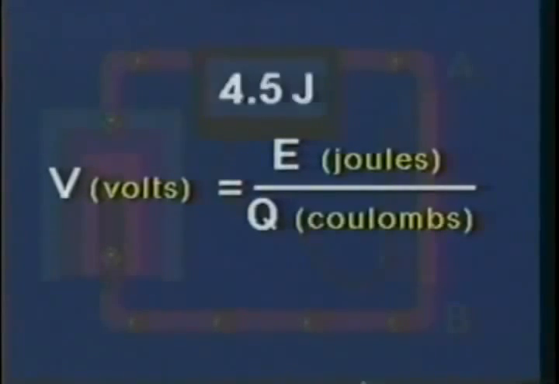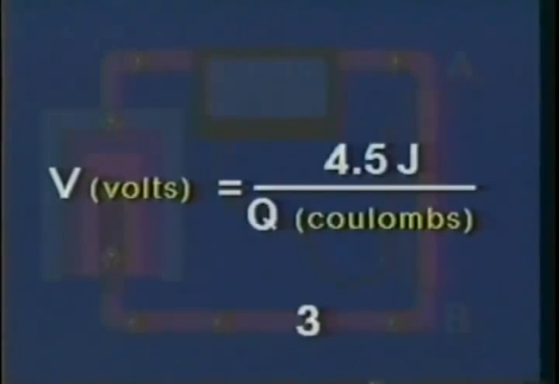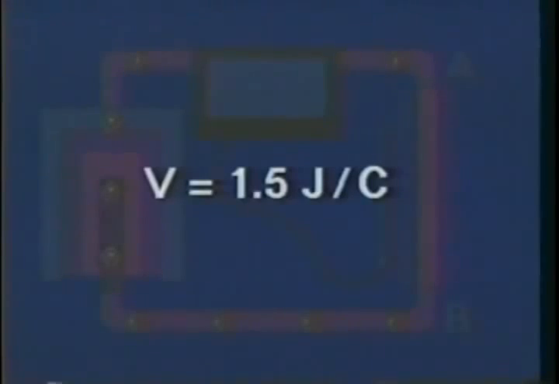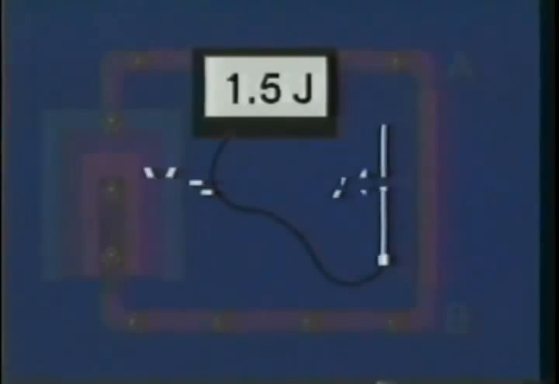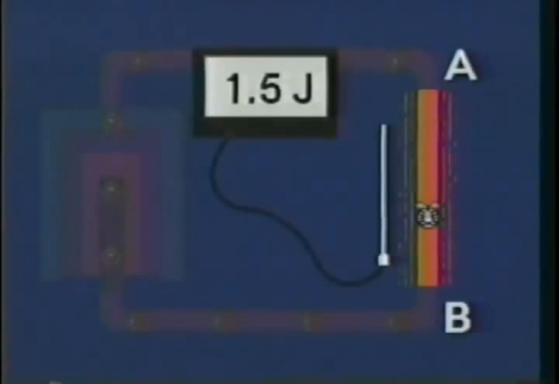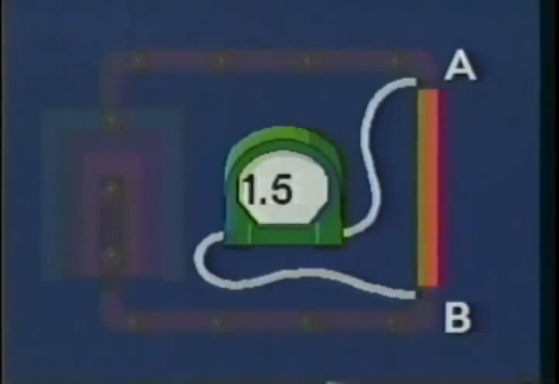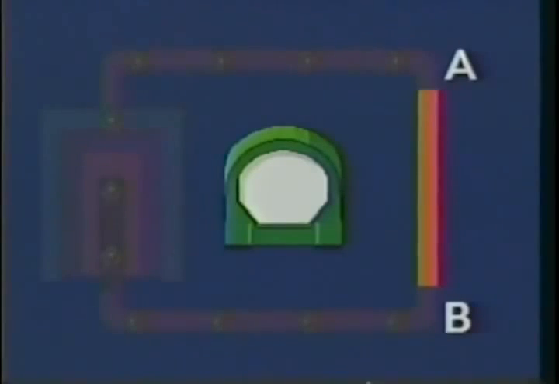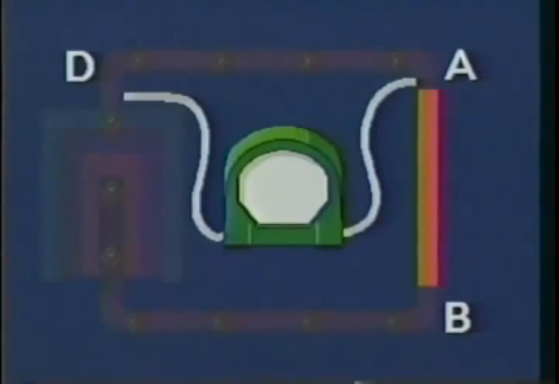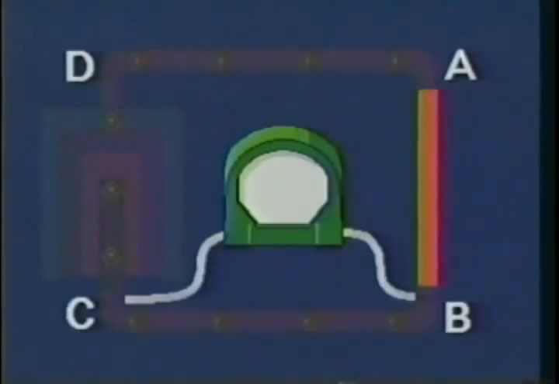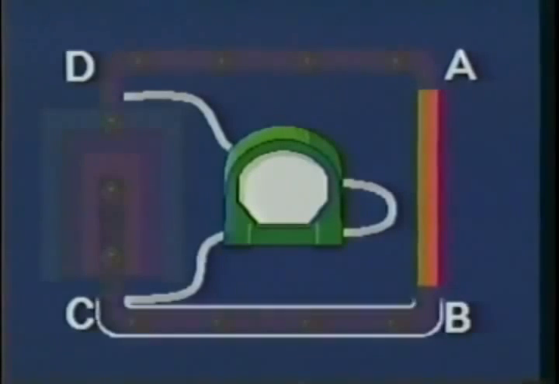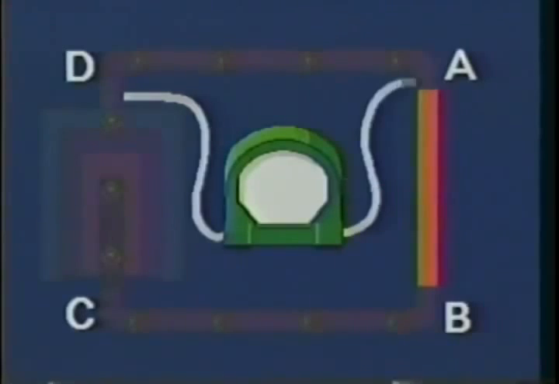We can calculate the potential difference between A and B using our equation. So, in this circuit, each coulomb of charge loses 1.5 joules of energy as it flows from A to B. Since potential difference is measured in volts, we can say that the potential difference across AB is 1.5 volts. The potential difference in volts can be measured between any two points, such as these, or these. If the wires DA and CB are good conductors, there is no potential difference between D and A or C and B.